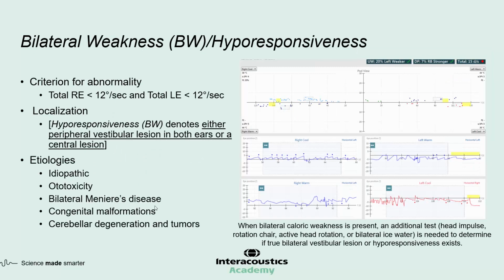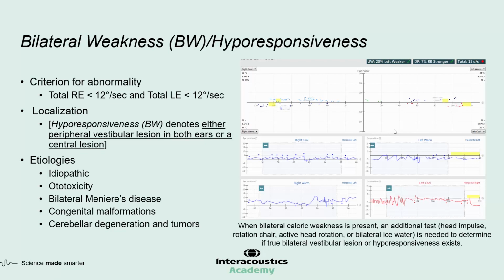So the next abnormality is the bilateral weakness or hyporesponsiveness. The criteria, again, there are a number of different criteria. In this case, I'm using total response from both ears less than 12 degrees per second. If you look at this patient, they qualify for that. This side is 5 plus 4, that's 9 degrees. On this side, it's 3 plus 3, 6 degrees. They're both less than 12 degrees per second. So this patient has bilateral caloric weakness.